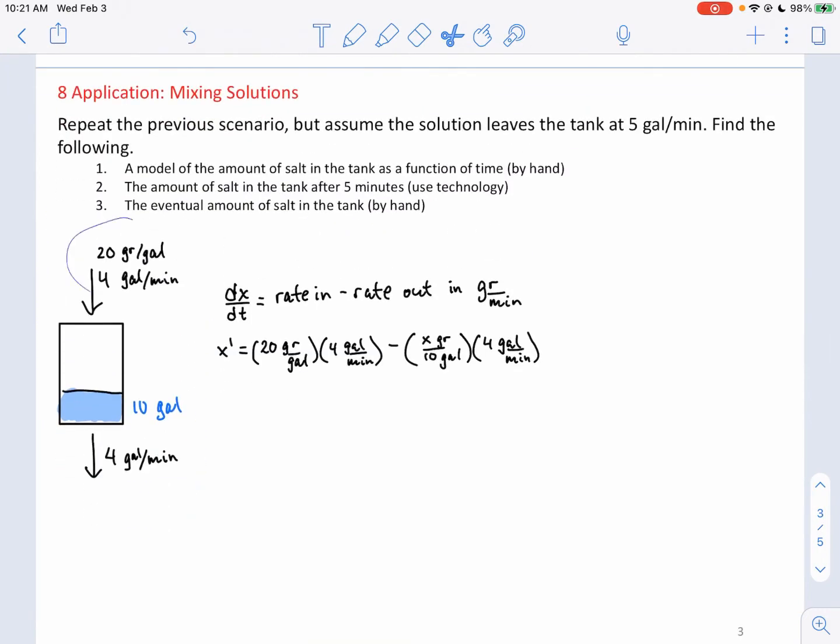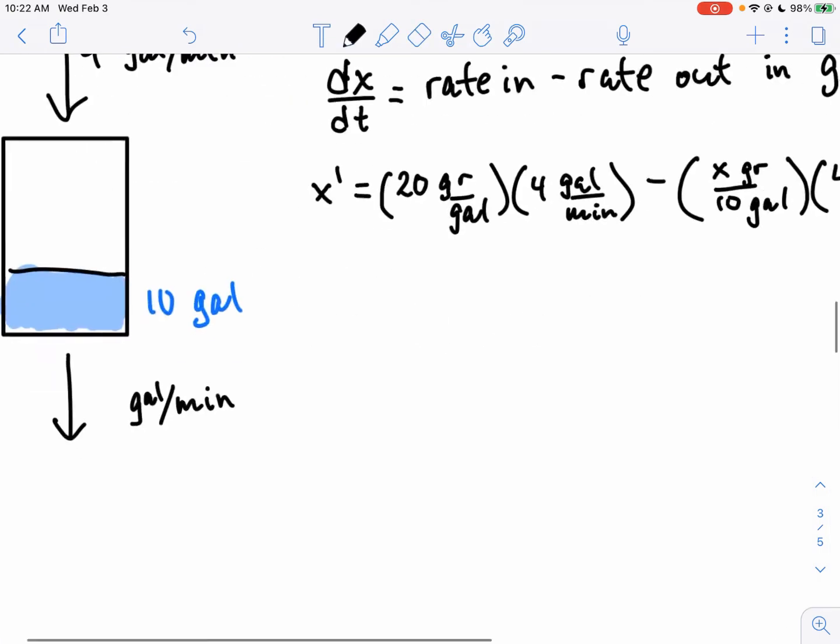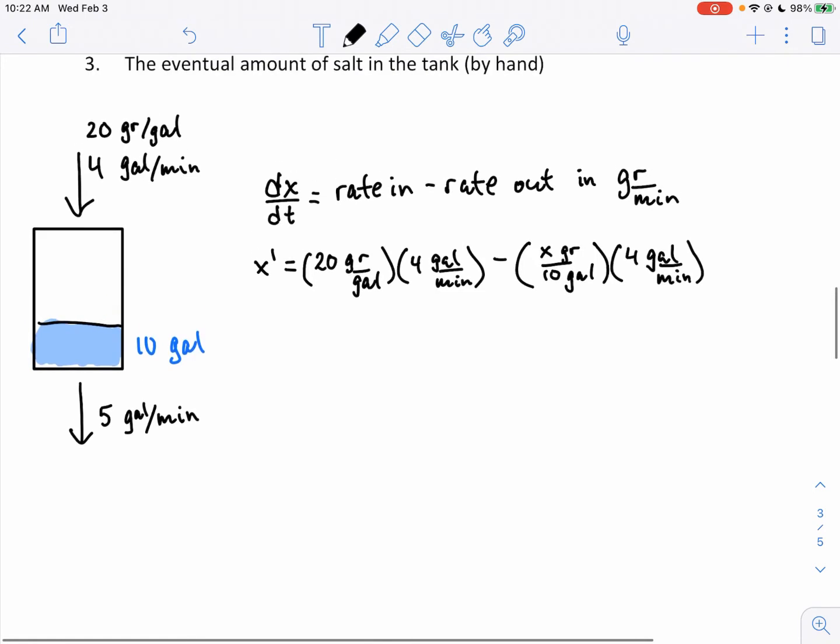All right, so in the previous scenario, we still had the solution flowing in at 20 grams per gallon and 4 gallons per minute. We began with 10 gallons, and solution is now pumping out, though, at 5 gallons. So this is one change. We're making this change right here. This is 5 gallons per minute that the solution is being pumped out.